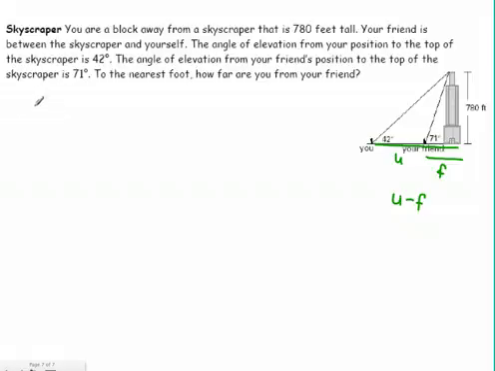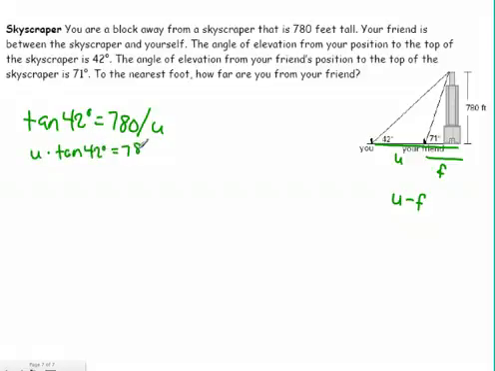Okay, so I'm going to start over here because I'm going to need a little bit of room. I'm going to call this u, which is my adjacent side. This is my opposite side. So I'm dealing with opposite and adjacent, so I have to work with tangent. The tangent of 42 degrees is going to equal 780 divided by u. I'll multiply both sides by u, so that's u times the tangent of 42 degrees equals 780. u will equal 780 divided by the tangent of 42 degrees.